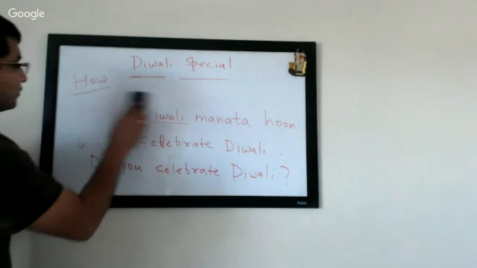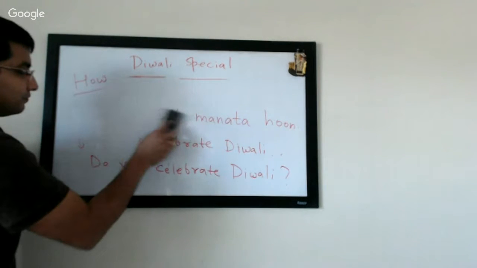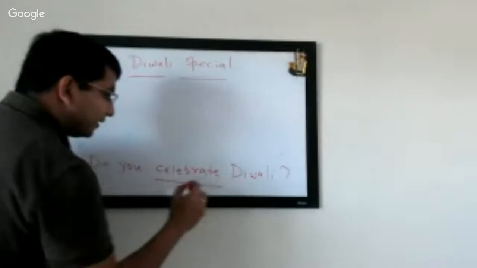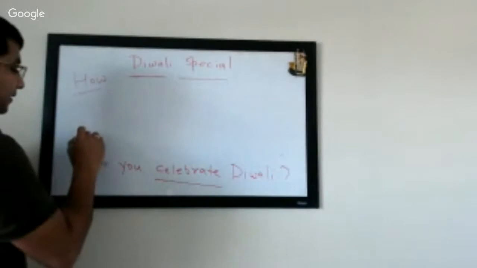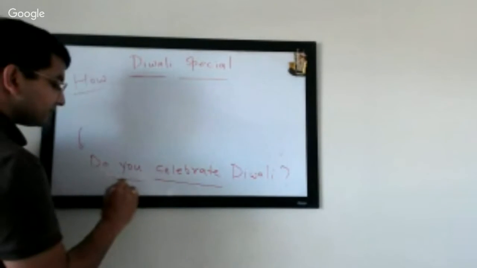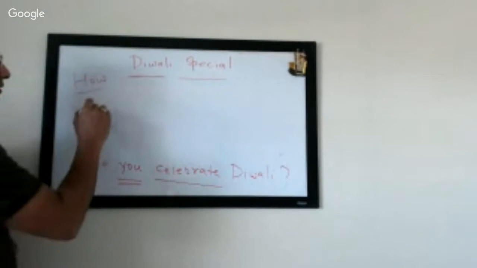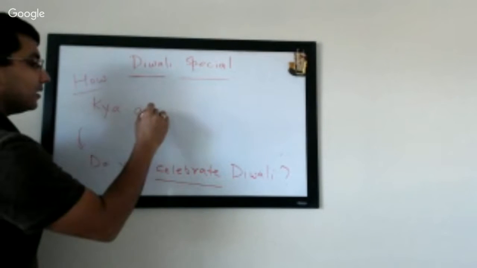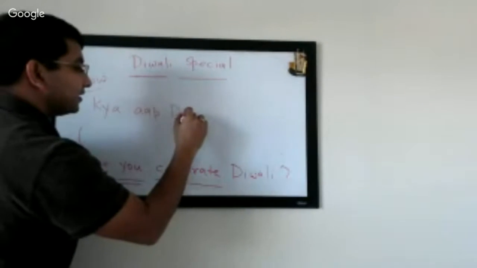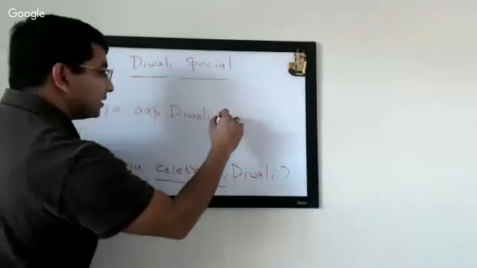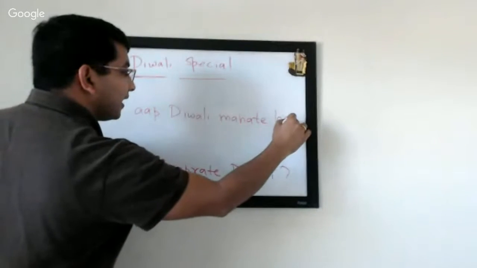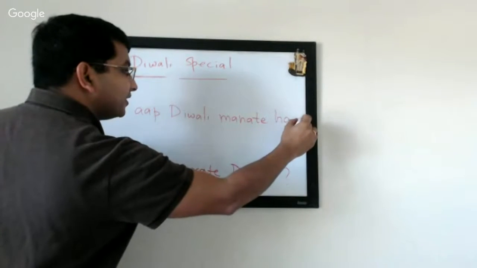Okay. So most of you approached it quite right. This would be, do you celebrate Diwali? Right. So again, the verb is manana, right? Because aap is considered respectful, it would be क्या आप दिवाली मनाते हैं. क्या आप दिवाली मनाते हैं, right?